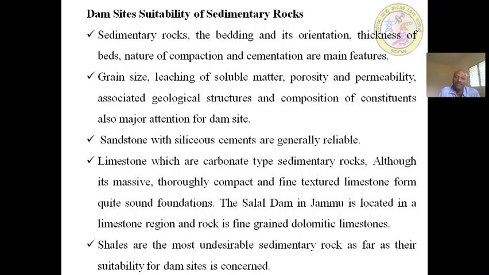Limestone, which is a carbonate type of sedimentary rock, if massive, thoroughly compact and fine textured, forms quite sound foundations. The Salal Dam in Jammu is located in a limestone region and the rock is fine grained dolomitic limestone. Due to the fine grain, it shows less porosity and permeability. So fine grained dolomitic limestones are suitable for dam sites. Shales are the most undesirable sedimentary rock as far as their suitability for dam sites is concerned.